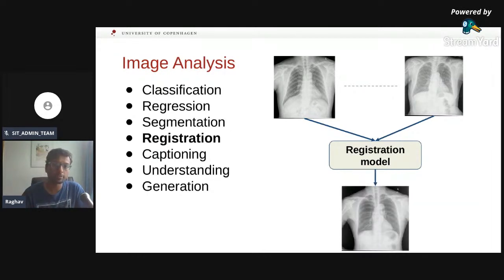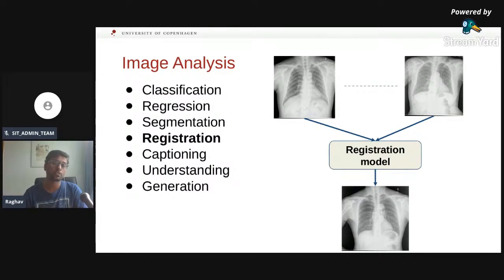Then there's another task called registration. Registration is basically the task of aligning images. So now, why would this be interesting? Say, for instance, a patient is admitted to the hospital with initial early symptoms of COVID, and then every day scans are taken. If you take successive scans on a daily basis, and you're giving some treatment, you want to be able to see if the lung infection is improving or if it's deteriorating.